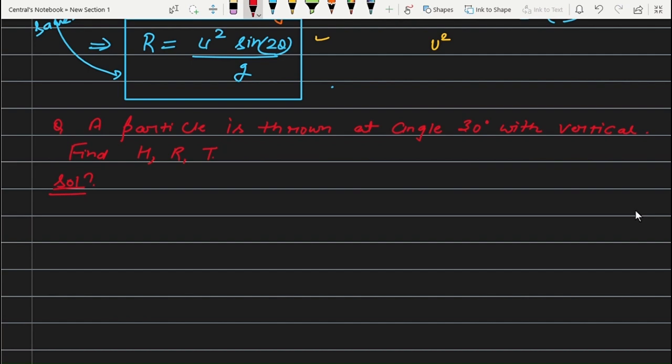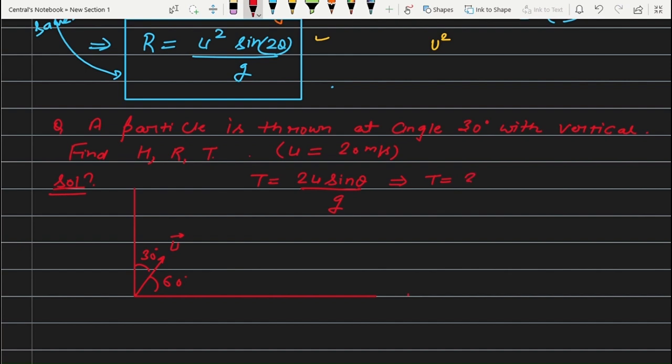Solution. As we know that the angle is taken from vertical and we need to take the angle from horizontal. So this is the direction of initial velocity u and this angle is taken as 30. So the angle which we will take is 60 degree because we have to take the angle from horizontal. Time of flight ka formula is 2u sine theta by g. Let's take initial velocity as 20 meter per second and we'll take, for the sake of convenience, g equal to 10 meter per second square.